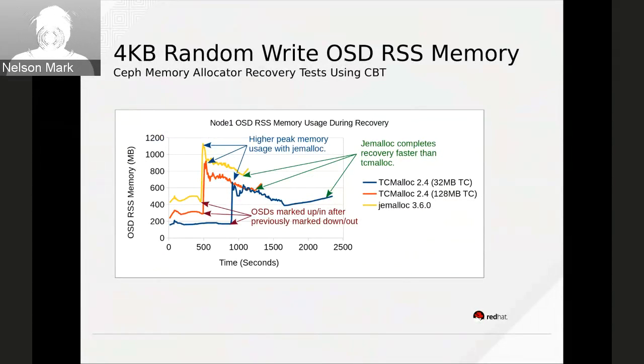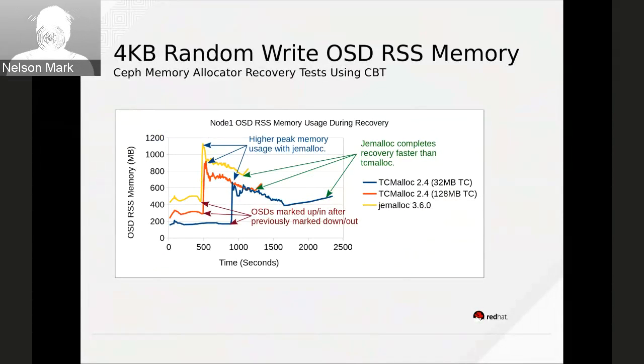And we're seeing here that jemalloc is using somewhere around maybe 500 megabytes more RSS memory than the 32 megabyte thread cache configuration with tcmalloc, and somewhere around maybe 200 to 250 megabytes more RSS memory than tcmalloc with the 128 megabyte thread cache configuration. So unfortunately, we're seeing a pretty big spike. There's a lot more memory usage in recovery with jemalloc, especially compared to what we see with common configurations with Ceph right now with tcmalloc 2.1.